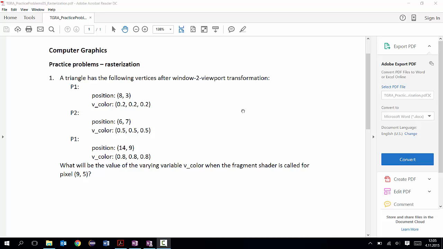Rasterization. So we have 3 points here, fresh out of the window to viewport mapping. And these points are now in pixel space. So what we need to do, or what rasterization does, is to fill in values for the rest of the pixels in the triangle that has these corners. Right now we're just going to look at the linear interpolation of colors, or the linear interpolation of the varying variables that get sent into the fragment shader, and we're going to figure out what the value will be for this particular variable in this case.